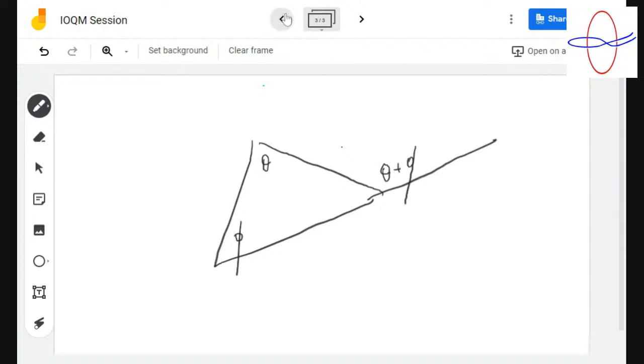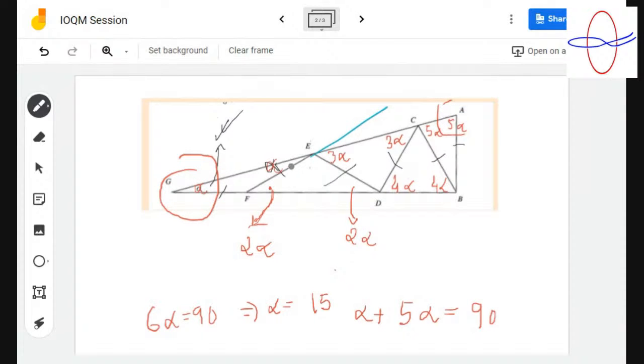Right here, so therefore this is 2 alpha, this is 2 alpha, therefore this must be 4 alpha, and this is 4 alpha, and you know this is alpha, so therefore this must be 3 alpha. If this is 3 alpha, this is 3 alpha, this must be equal to 6 alpha, and this is 2 alpha, therefore this must be equal to 4 alpha. Similarly, this is equal to 8 alpha, this is equal to 3 alpha, so this must be equal to 5 alpha.